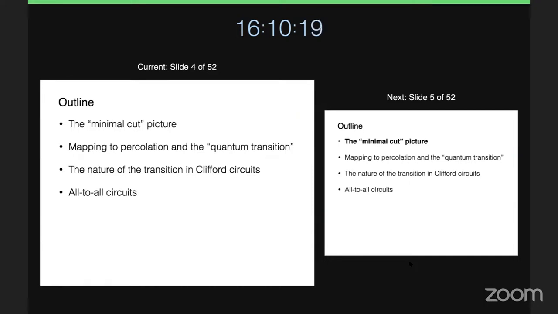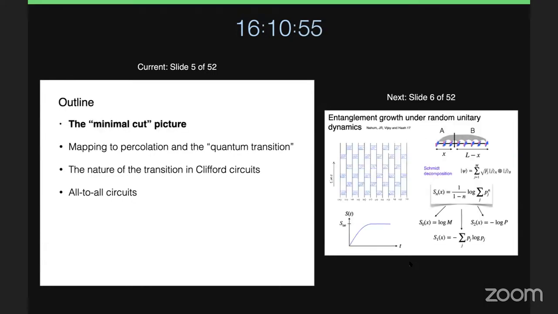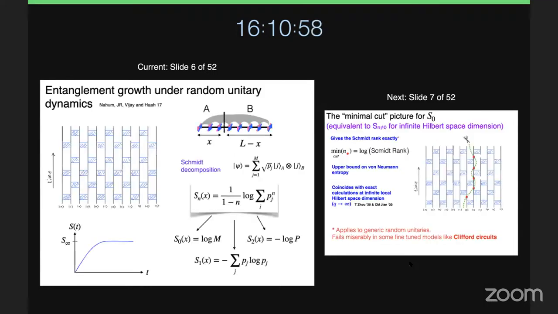So the structure of my talk is I'm going to give you an intuitive tool, which is completely classical, to give you intuition why you should expect such a phase transition, which is known as the minimum cut picture. Then I'm going to use this to explain the existence of this classical percolation transition and the tension between it and the quantum information transition. And then finally, I'll get to the main part of the talk, which is analyzing the nature of the transition in Clifford circuits. So let me start from this minimum cut picture.